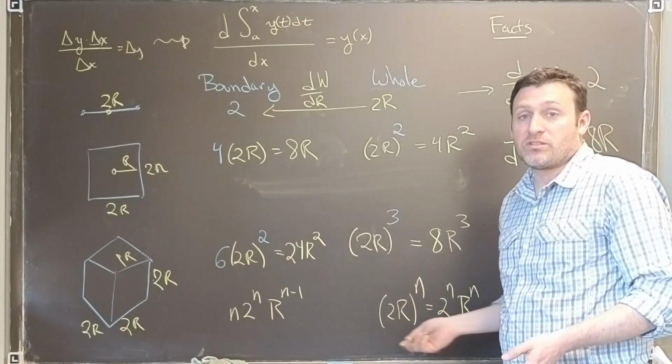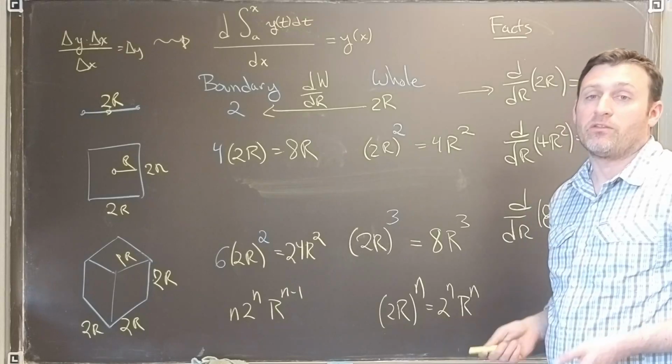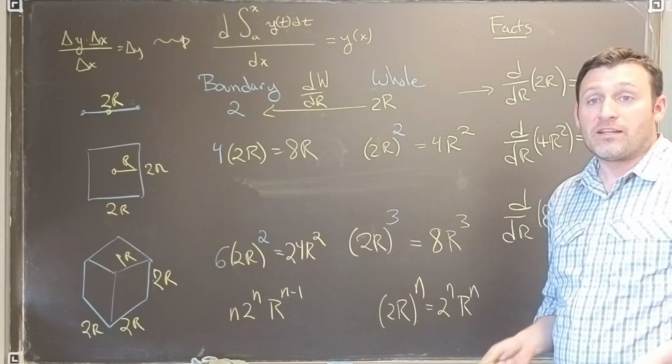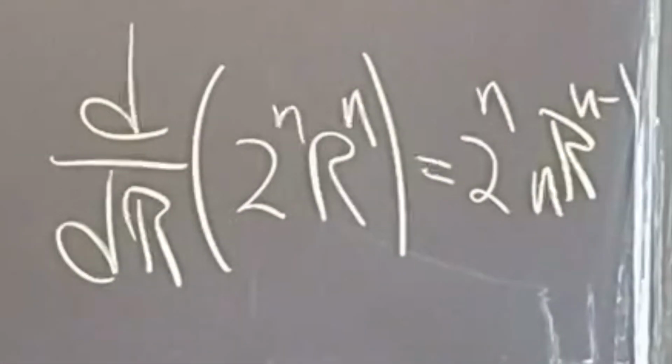Therefore, we have a geometric reason to believe in both of these formulas. This is the formula of the boundary of an n cube, and this is the formula of the volume, the whole of the n cube. And so we get a formula for the derivative of these two values.